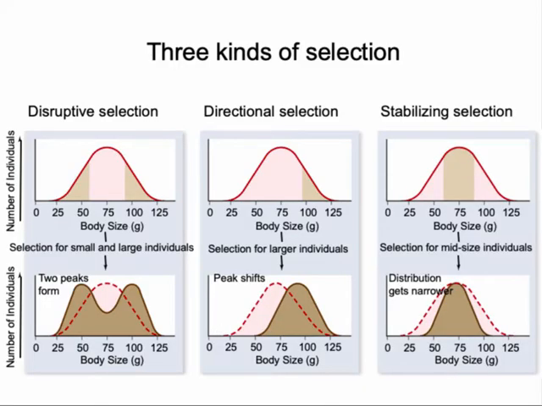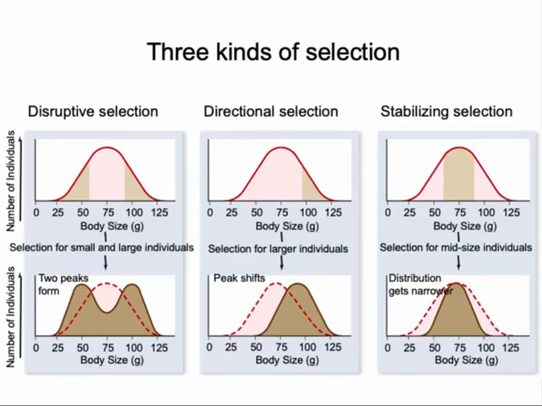And finally, the third type of selection is stabilizing selection. In this case, the favored organisms are the ones that are closest to the mean. So what would happen here is that the mean will stay the same, but now you have fewer organisms that are on the lower end of the range or at the higher end of the range. So you have sort of the compressed variation of your population.